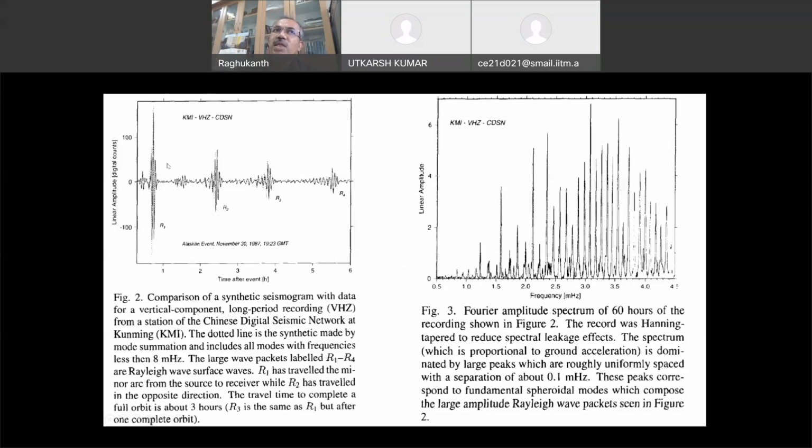So what do these things mean? What are these R1, R2, R3, R4? They correspond to what? When you go after a long time, after 2 or 3 hours, these waves, what happens? What do you call these things in dynamics also? Now you have done this, right? What do you call this one?